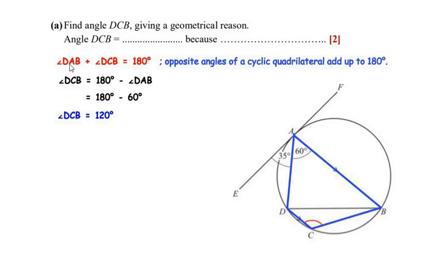Now let us take DAB on the other side of the equal sign. So we get angle DCB is equal to 180 minus angle DAB. Now we have the value of angle DAB as 60. So 180 minus 60 gives us the value of angle DCB as 120 degrees. So this is going to be our answer.